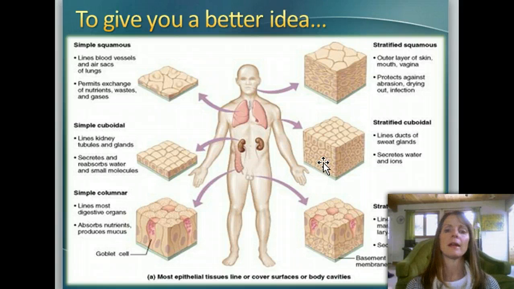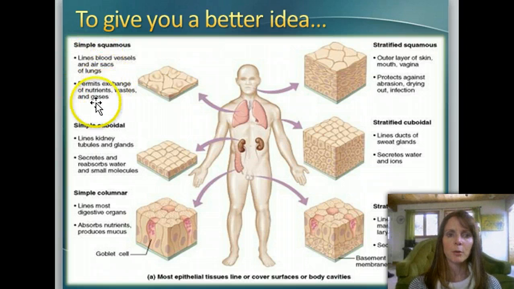So here's, okay, I thought that I maybe had a slide that talks about where. So simple squamous lines blood vessels. I was thinking that, and it escaped my mind. So blood vessels, you have oxygen and carbon dioxide constantly diffusing in and out of those blood vessels, right? So you don't want a thick layer, you want a really thin layer. So simple squamous is what's going to line those blood vessels, okay? So it permits the exchange of nutrients, waste, and gases.